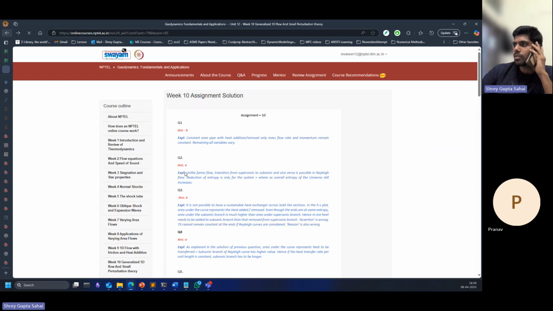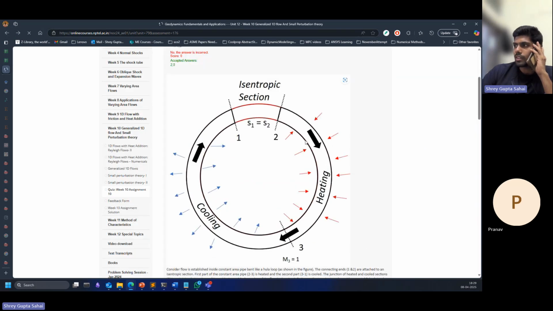Okay, maybe they marked it from the perspective that they're not considering the fact that this is a closed section. If it is not closed, then that would make sense, right? Let's say 1 and 2 are not connected by an isentropic section. So the question essentially reduces to whether there is an isentropic mechanism to go from the subsonic to the supersonic regime, isn't it?